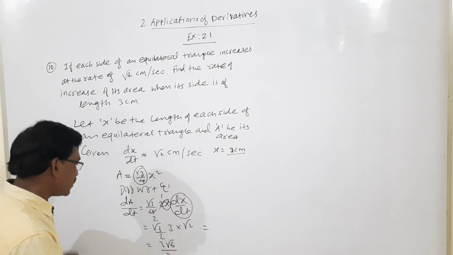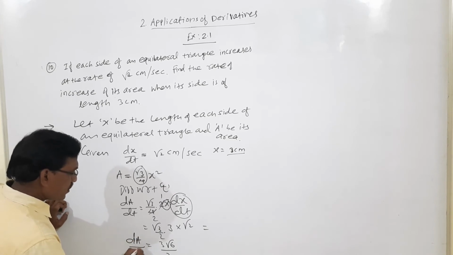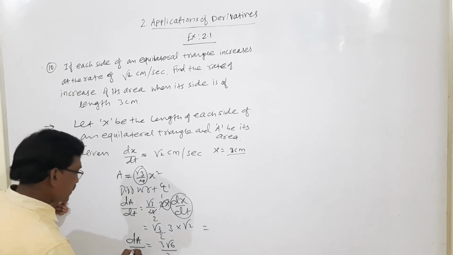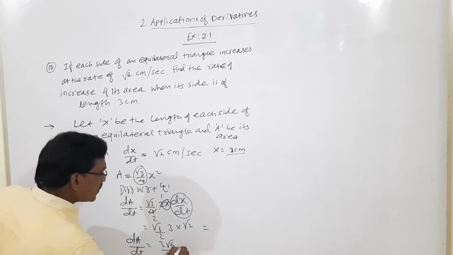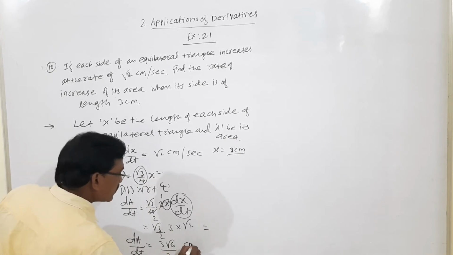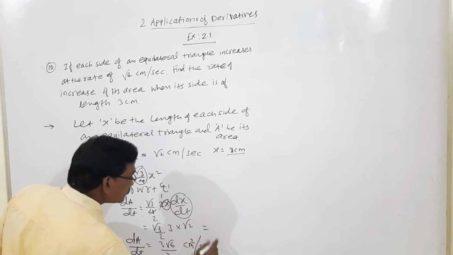So which is the increasing rate of area of this equilateral triangle, dA by dt. Since it is area, it gives centimeter square per second.